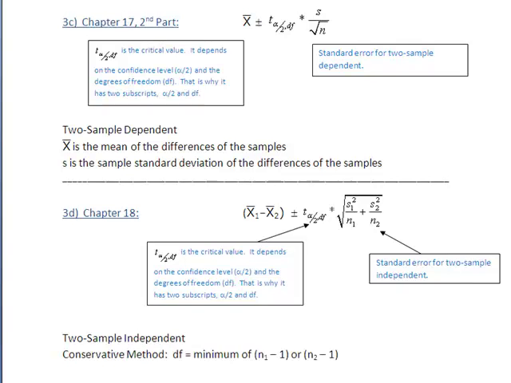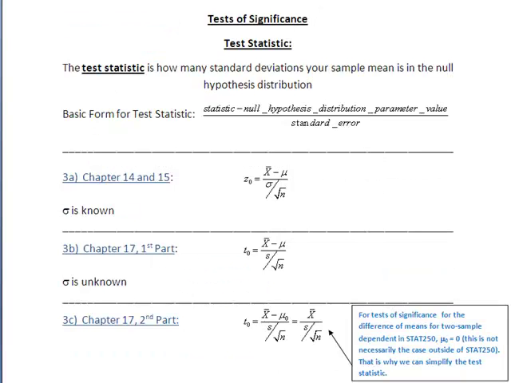That's the conservative method. We're going to multiply that critical value by the standard error for our two-sample independent problem, which remember from before we said was the square root of this sum, s1 squared over n1 plus s2 squared over n2.